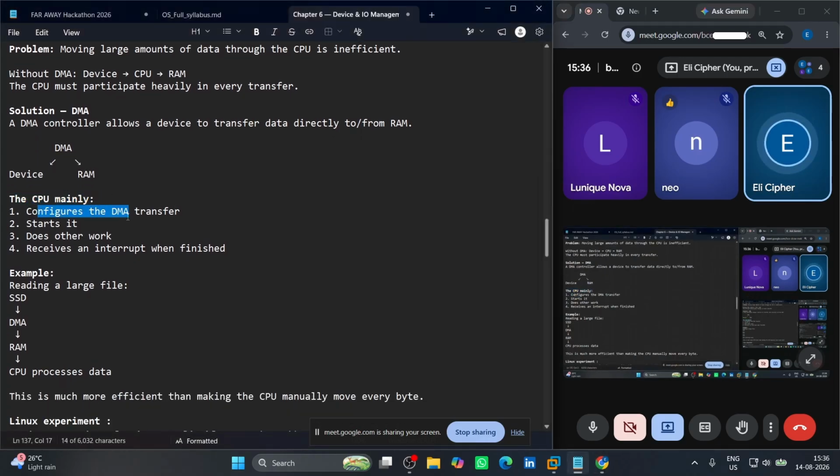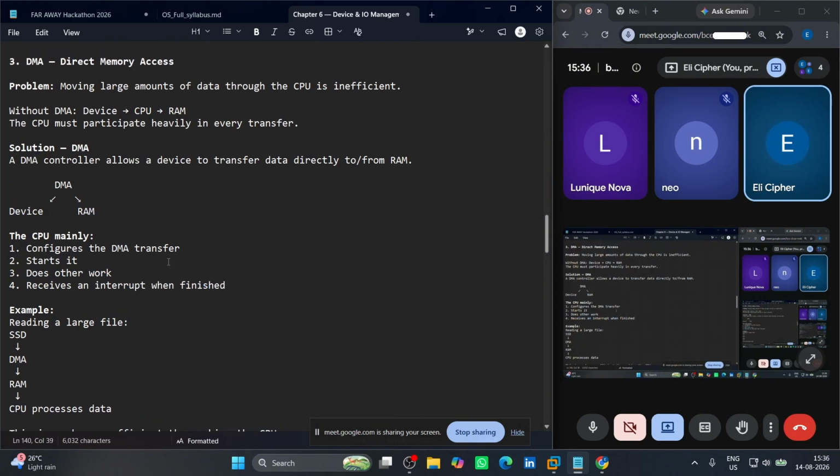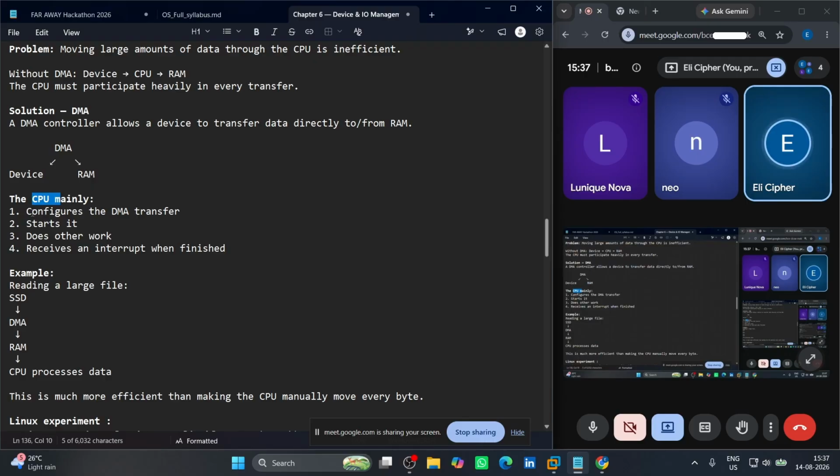The CPU mainly configures the DMA transfer, starts it, does other work, and receives an interrupt when finished. Actually, here it means DMA creates another space where the whole data will be stored, right? What does the CPU do? The CPU just accesses or configures that DMA transfer. Whatever work is done happens here, and once the work is finished, the CPU will receive the interrupt.